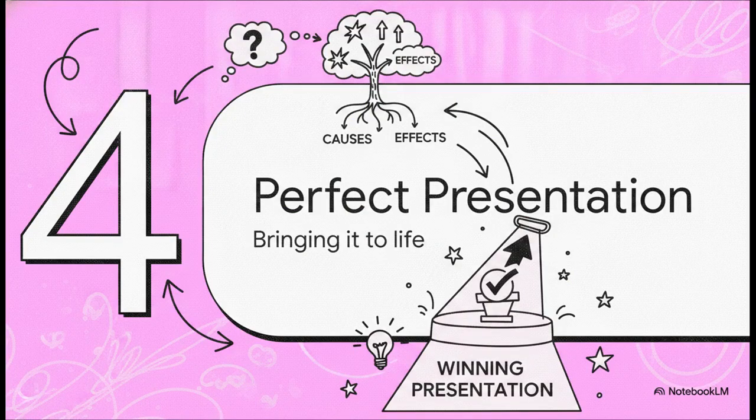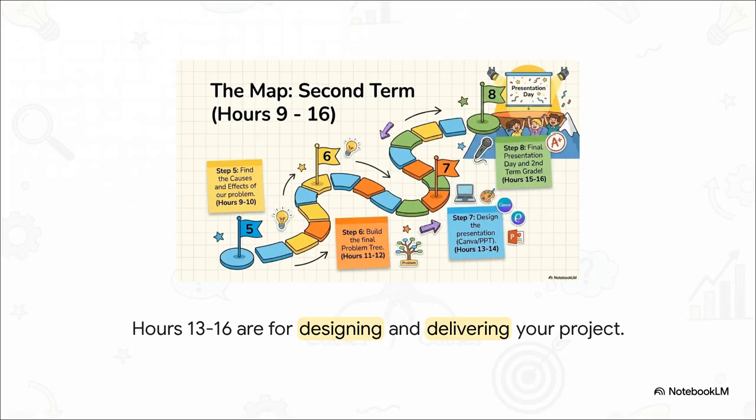Step 4. Crafting the perfect presentation, bringing the whole thing to life. So you have your problem, your causes, and your effects mapped out. Now, how do you logically turn this into a winning presentation? Looking at the second term timeline, hours 13 through 16 are entirely dedicated to designing and delivering your project. This is where your visual contributor really shines, using tools like Canva or PowerPoint. The logical order of your problem tree directly becomes the logical sequence of your slides. First the trunk, then the roots, then the leaves. You're just bringing your tree to life on the screen.